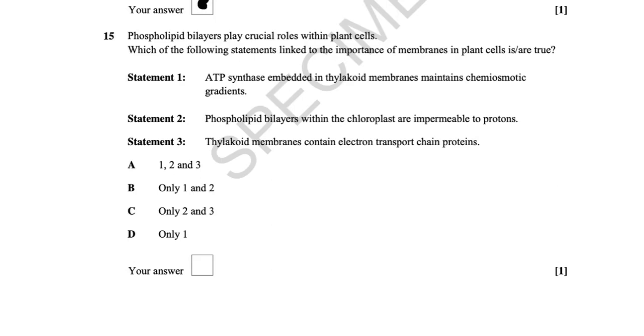Statement 2, phospholipid bilayers within the chloroplasts are impermeable to protons. Well, they are, otherwise you would not have a chemiosmotic gradient. And the thylakoid membranes contain electron transport proteins. That's definitely true because the flow of electrons between the photosystems is used to move the protons from the stroma into the thylakoid interior. So the answer here is definitely C.